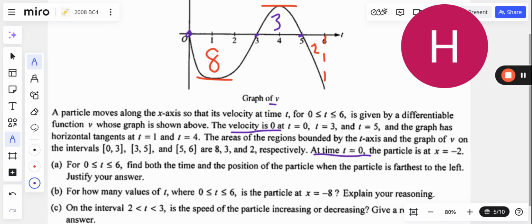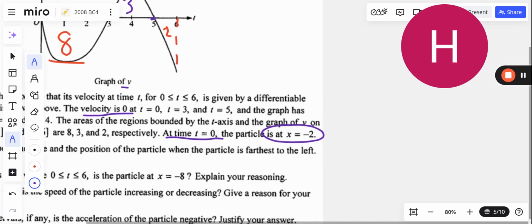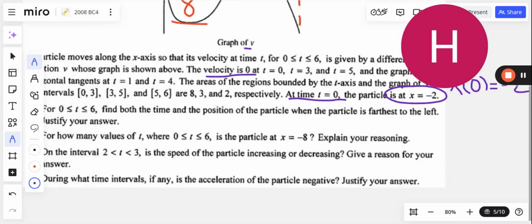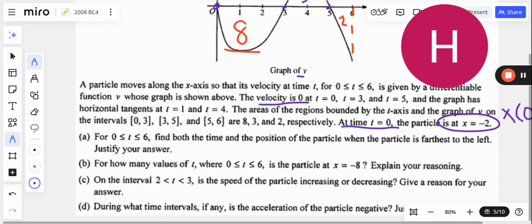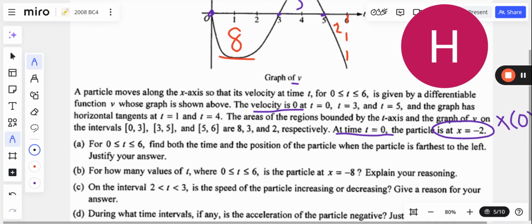We're also given an initial condition here that we cannot ignore. At time t equals 0, the particle is at this location, x equals -2. So I might even write it more clearly that x of 0 equals -2. Okay, part A says, find both the time and position of the particle when it is farthest to the left. Find both the time and the position.